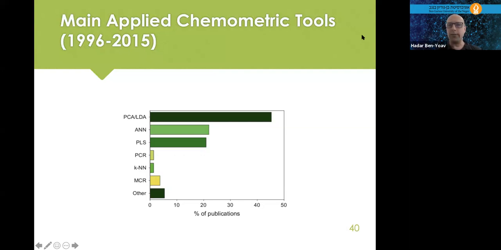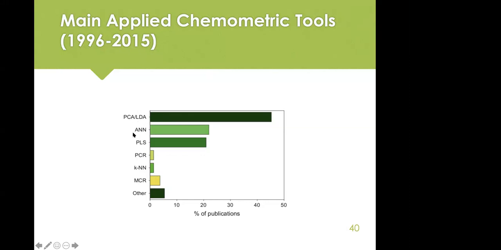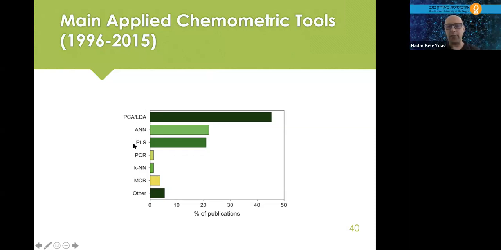In electronic tongue work, what kind of tools or models are being used? The most common one is PCA, as I told you, but also LDA, linear discriminant analysis, which is a kind of classification model. Next to it, we have ANN, artificial neural network, and partial least squares regression or classification. And then we have others with a much lower number of applications.